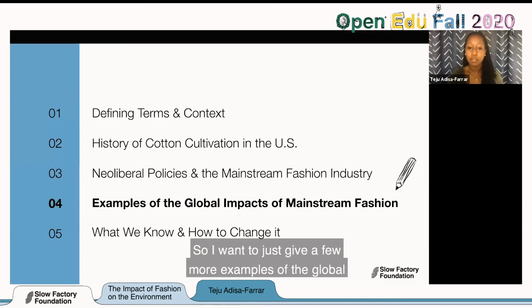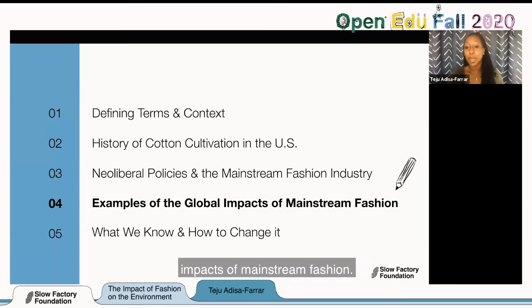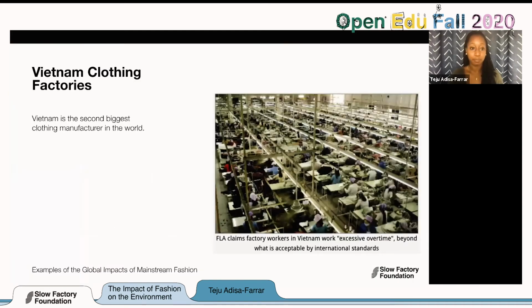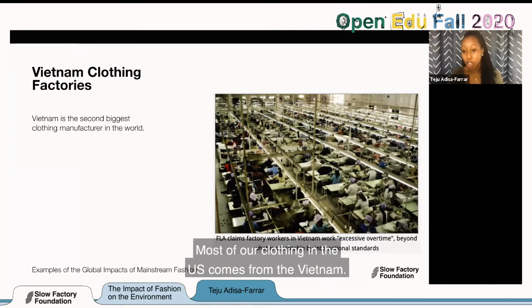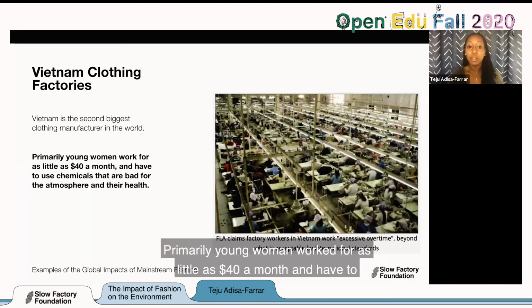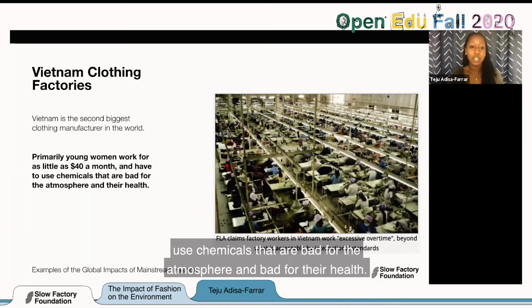So I want to just give a few more examples of the global impacts of mainstream fashion. Vietnam is the second biggest clothing manufacturer in the world. Most of our clothing in the US comes from Vietnam. Primarily, young women work for as little as $40 a month and have to use chemicals that are bad for the atmosphere and bad for their health.